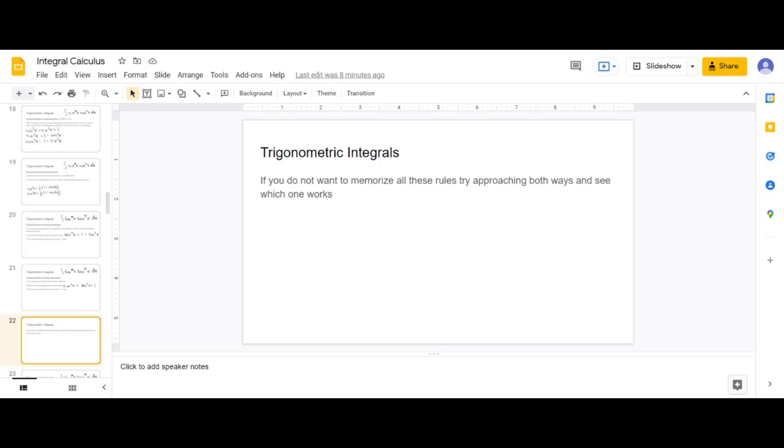Repetition strengthens and confirms. Okay, so if you don't want to memorize all these rules, simply do both. Simply try both of them, and then you'll run into a dead end in one case, and then you just know now to go to the other one.